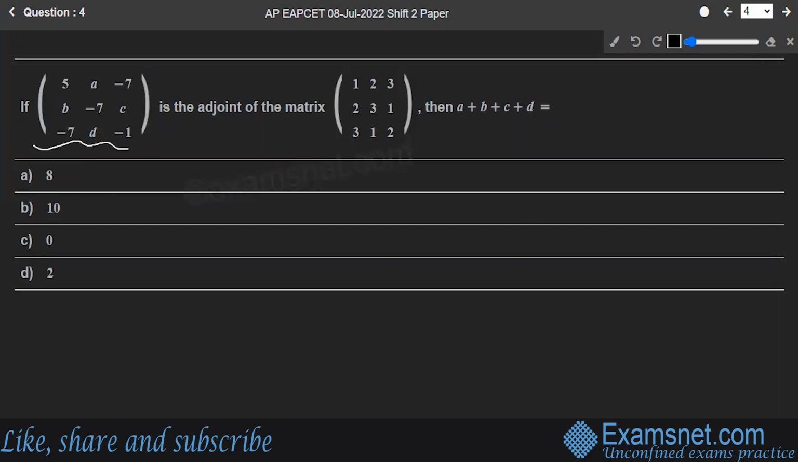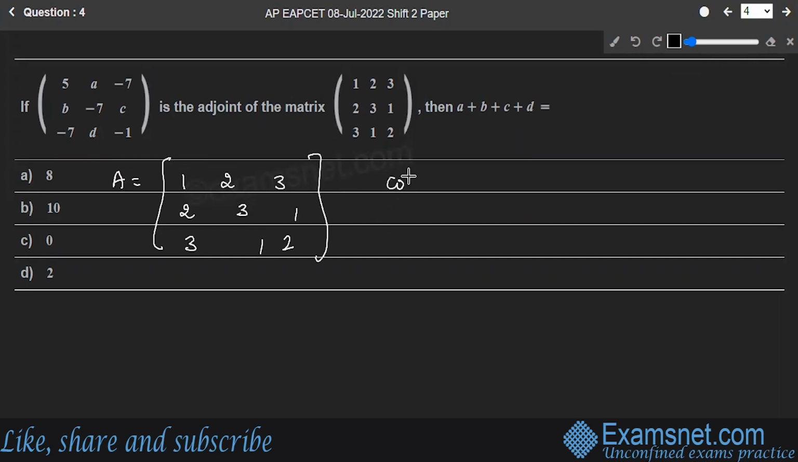So if this is the adjoint matrix of this matrix, then A plus B plus C plus D is this. So you are said that this is the adjoint matrix of this. Basically, what do you have to do? We will find out the adjoint matrix of this given matrix. To find out the adjoint matrix, first of all, let's find out the cofactors of the matrix. So cofactors for the matrix, let this be A, 1, 2, 3, 2, 3, 1, 3, 1, 2.